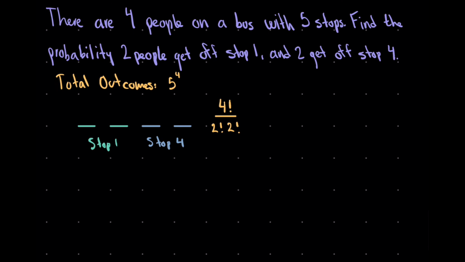If we put all of this together, we get that the probability is equal to 4 factorial over 2 factorial times 2 factorial all over 5 to the power of 4, or simply 6 over 625.